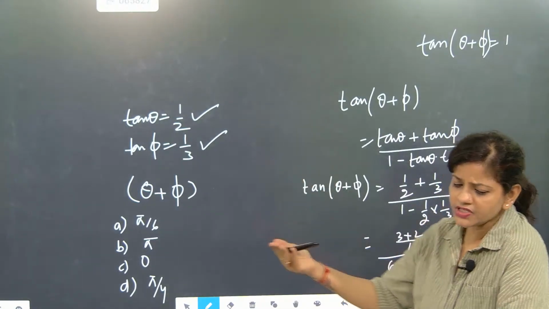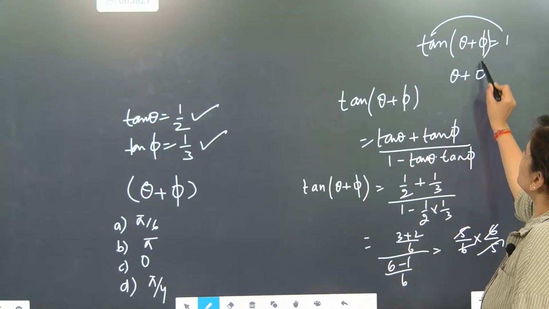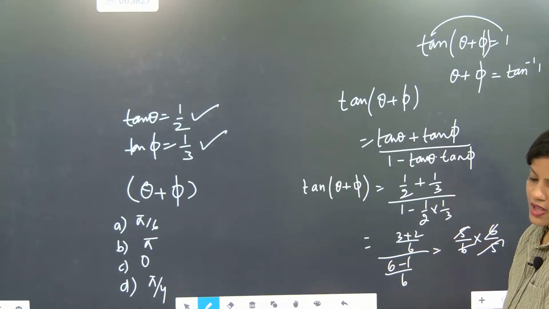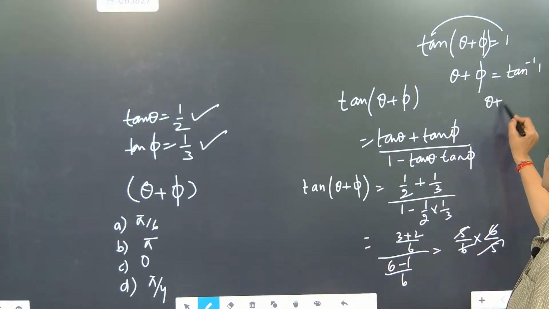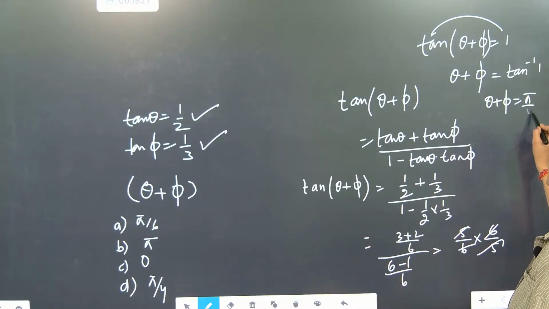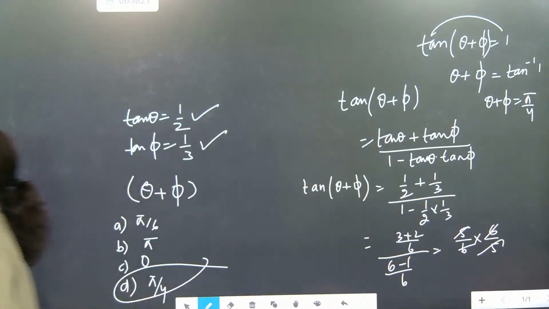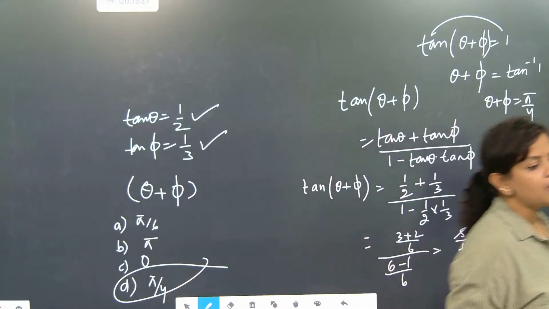So when we shift this one here, it will become theta plus phi is equal to tan inverse 1. And beta, you know that tan inverse 1 is nothing but pi by 4. So theta plus phi is equal to pi by 4. So answer will come as D. That is pi by 4. Easy. Able to solve. Rudra understood how to solve this question.